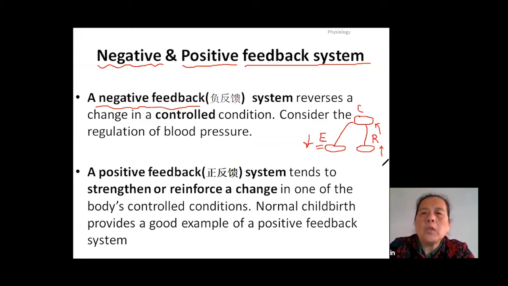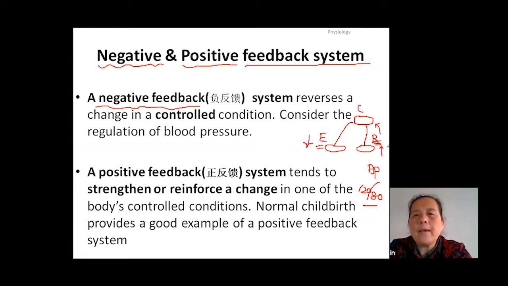We have special receptors inside of our blood circulation, in the blood vessels. They can receive the blood pressure changing. When we're talking about blood pressure, we say normally around 120 over 80. That's normal. It could be a little bit higher or a little bit lower, but basically around that number.